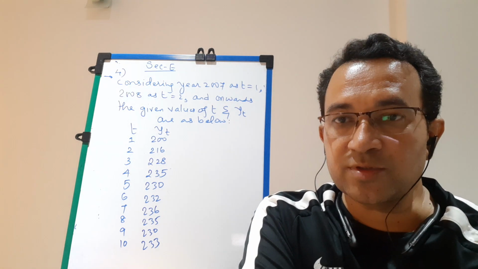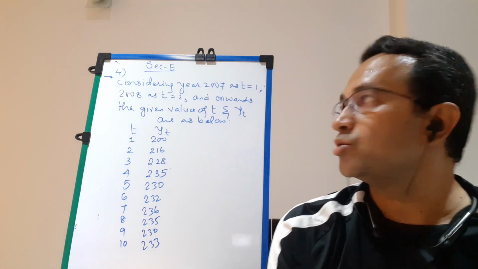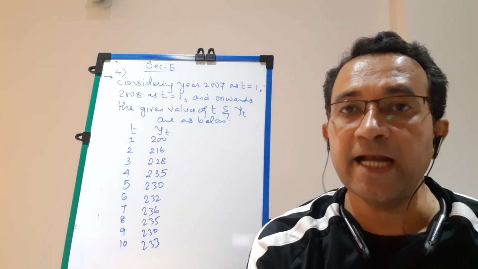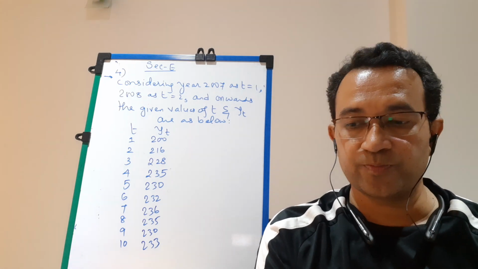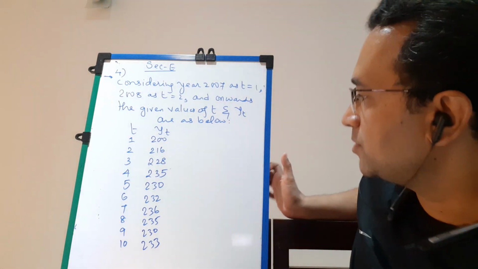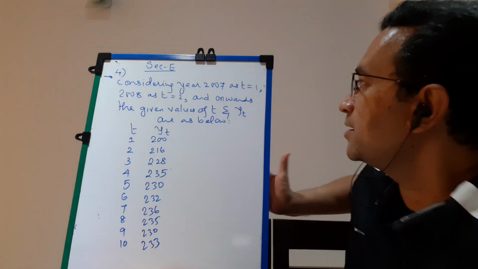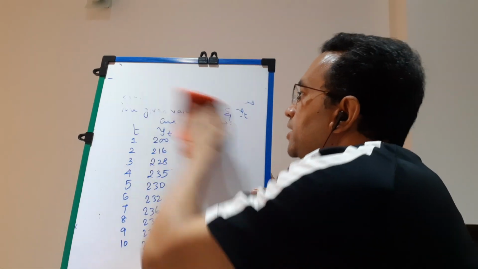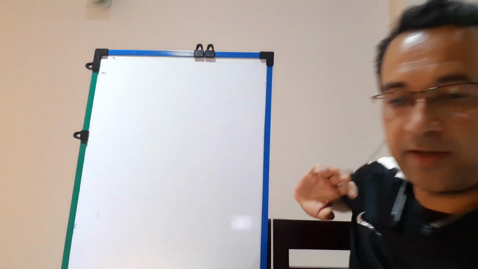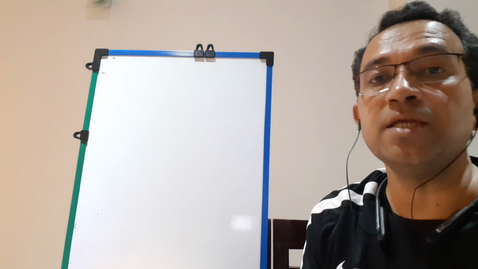So in this type of graph, students, what will be considered? Considering the year 2007 as t is equal to 1, 2008 as t is equal to 2, and onward, students, the given values of t and yt are as below. Now students will draw the graph. The least value of yt I think is 200, and the highest value is 235. So we take a broken graph. On the y-axis we'll take a scale of 5 units, and on the x-axis 1 centimeter is equal to 1 year.